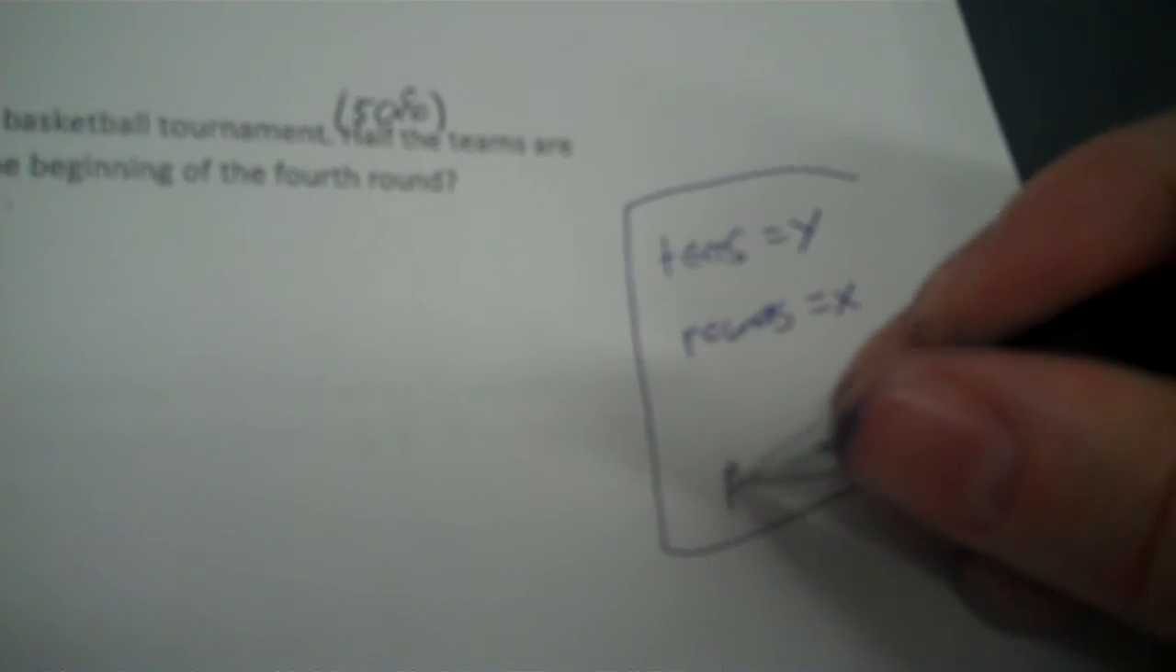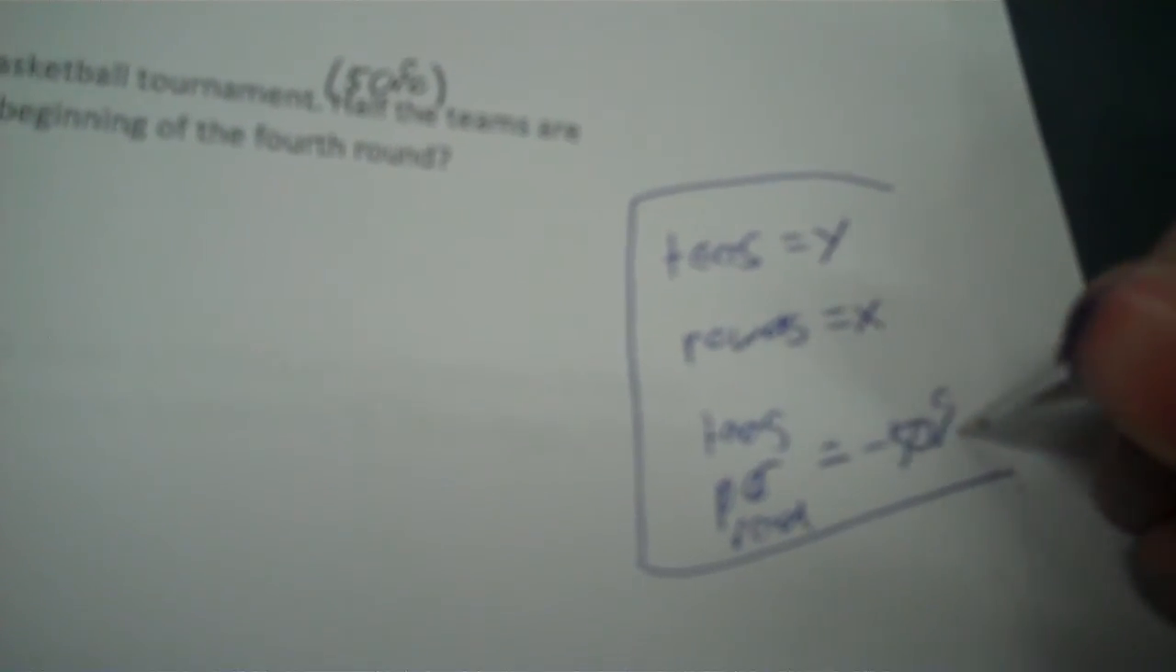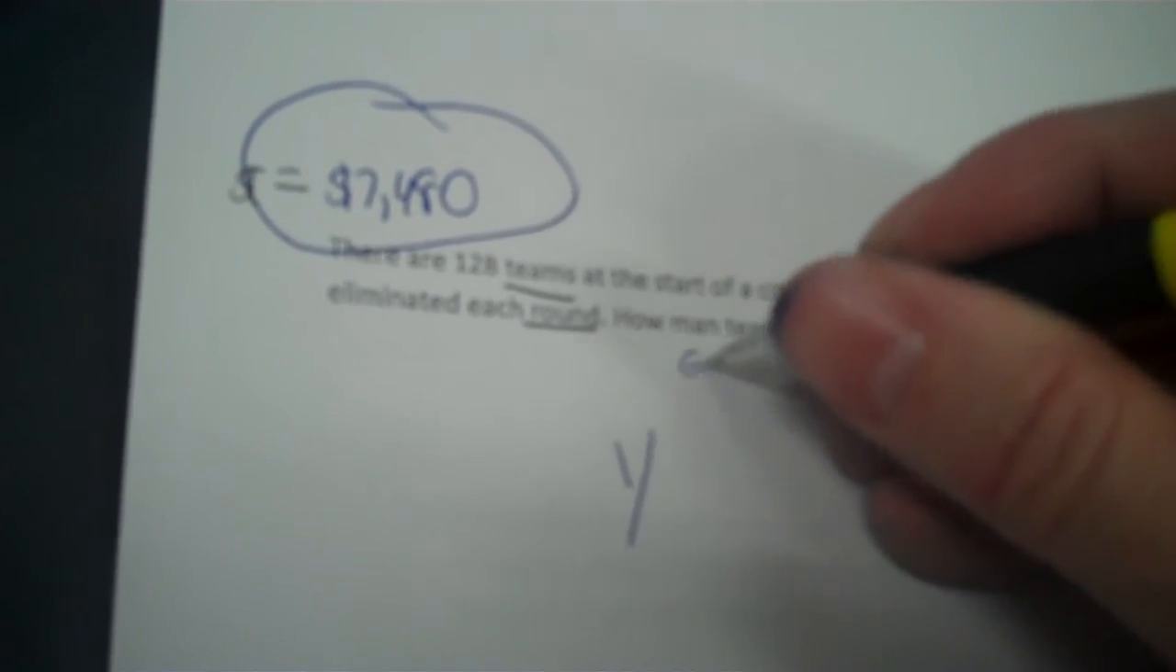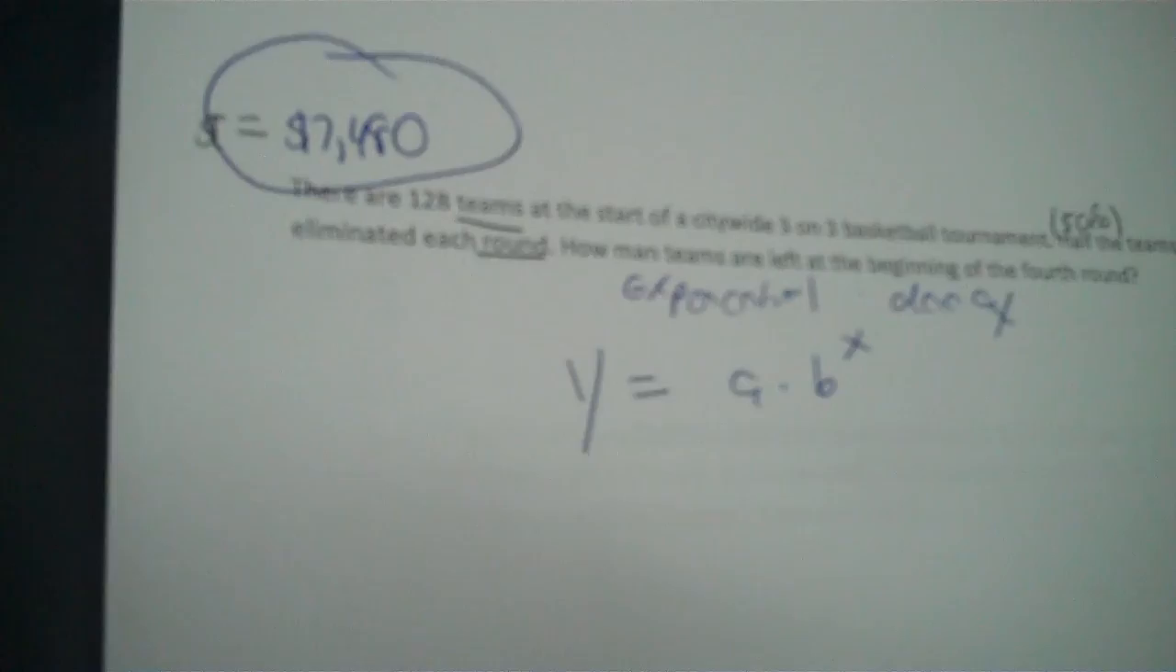So X would be the rounds, because rounds is like the times you play, and then Y is teams. So teams per round. Well, teams per round, half of them are gone. That's a percent. And they're eliminated, so it's 50%. So that percent means it's not a line, because this is not going down in a line. I mean, that does not change by the same thing every time. So it's an exponential decay. A times b to the x power.